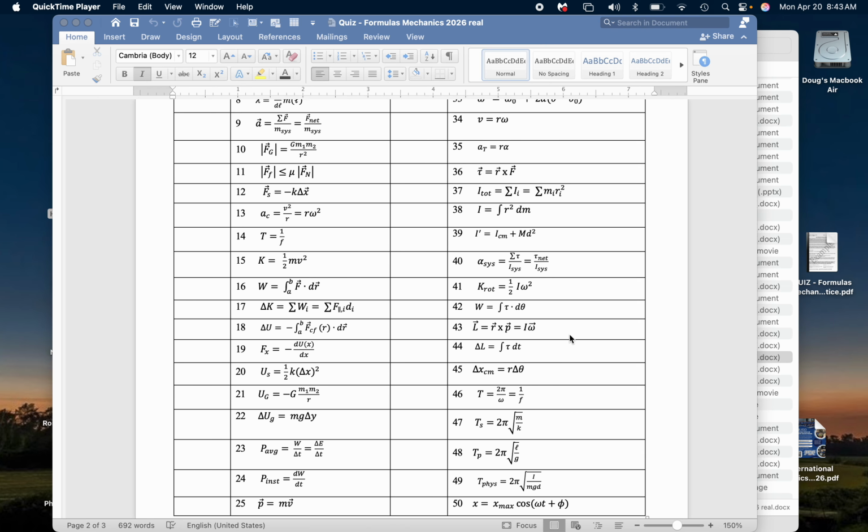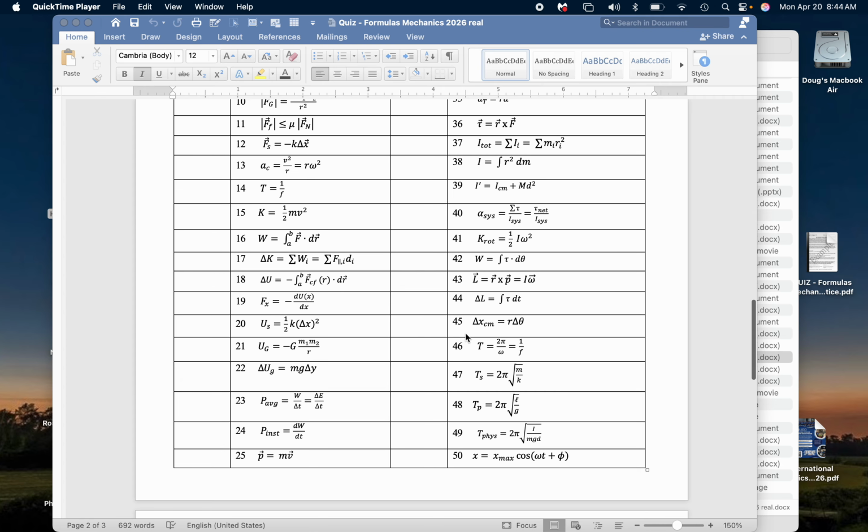43 is the formula for angular momentum. 44 is the formula for change in angular momentum. And again, you're looking at an area, so it's basically a torque multiplied by a time. Just like how that change in linear momentum we call impulse. I guess you could call this angular impulse, but I've never heard it that way. So the key there is the delta is change in angular momentum.